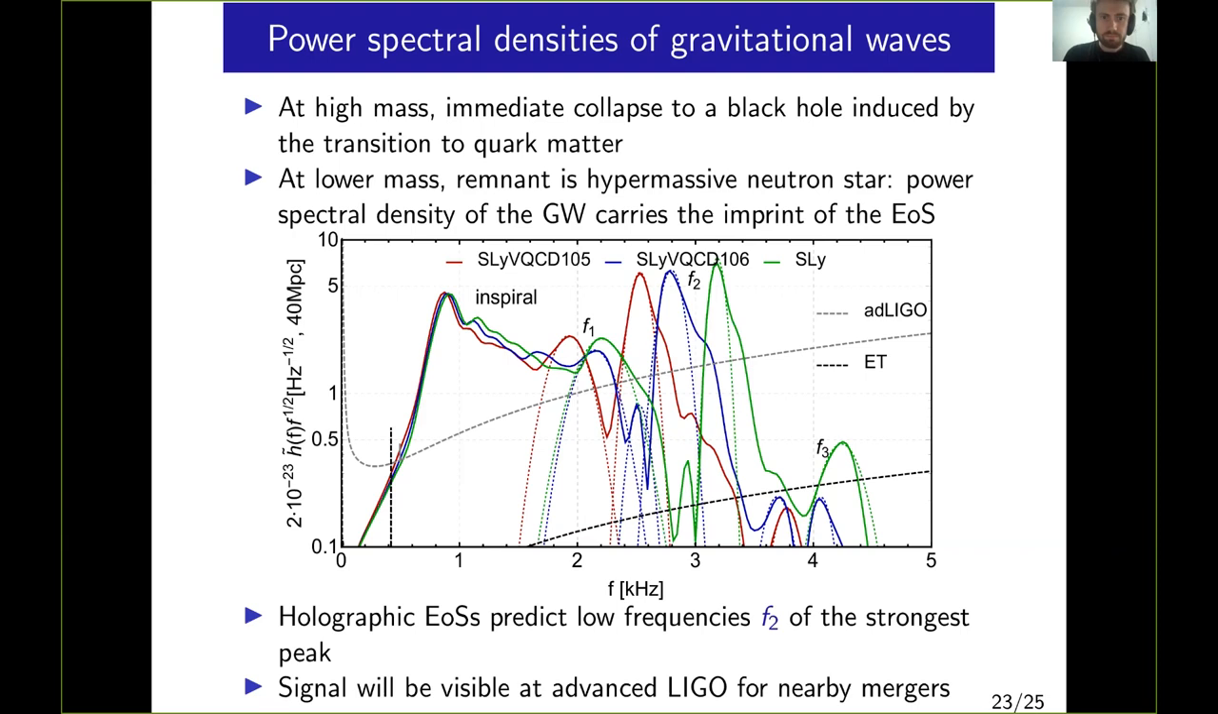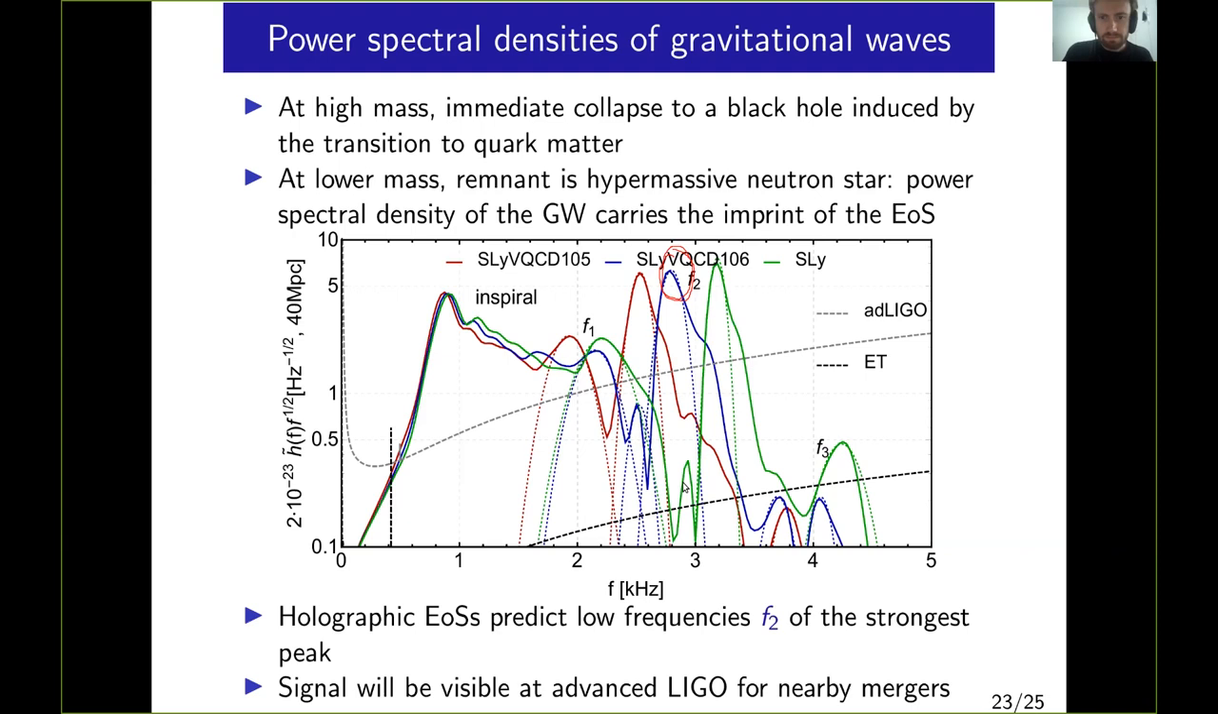There is a tendency that the peak frequency of the after-merger signal, F2, which is, for example, here for the blue curve, is shifted to lower frequencies for the holographic model. So the holographic model prefers low frequencies for the highest after-merger frequency.